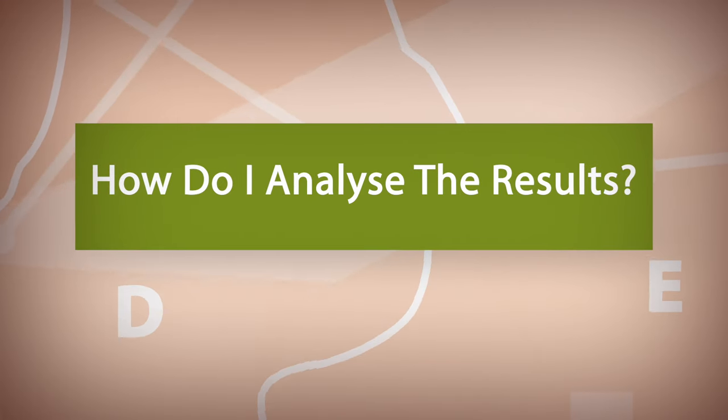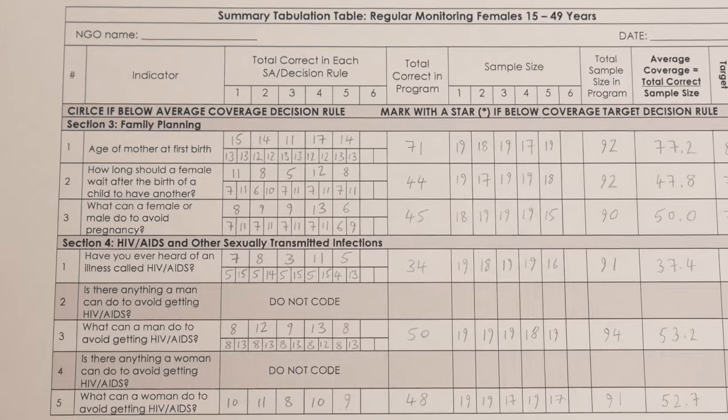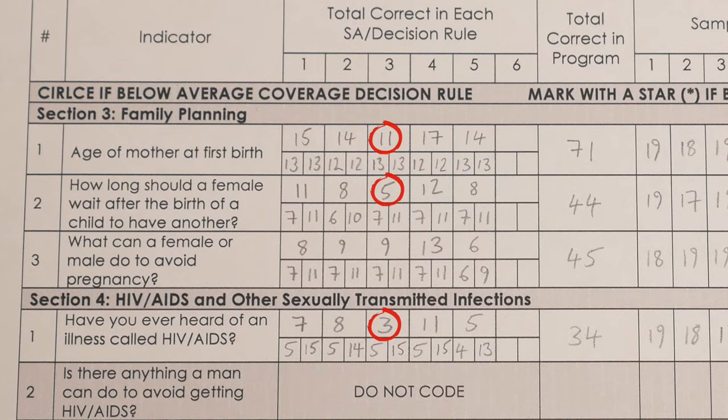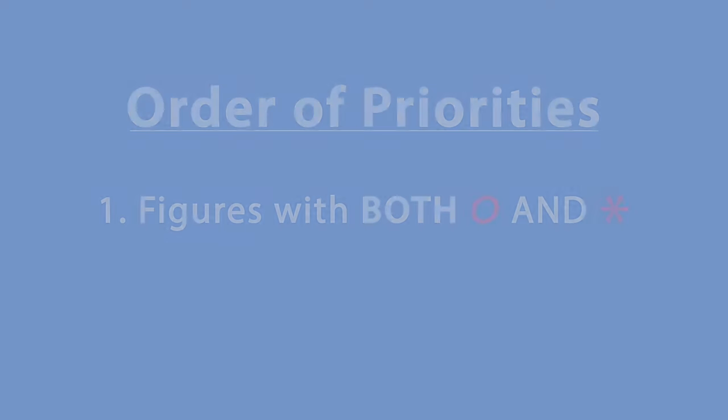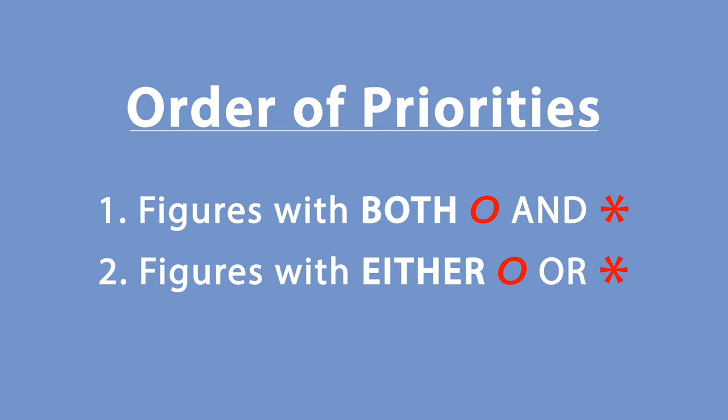How do I analyze the results? Looking at the completed summary table, we can see which are our priority areas. Look for the circled figures. These particular indicators are falling well below the average. For regular monitoring, you can also look for those marked with an asterisk. These are the indicators which have not met the regular target. Figures which are both circled and marked with an asterisk will be our highest priority areas. Our next highest priority will be to look for those indicators which are either circled or marked with an asterisk.